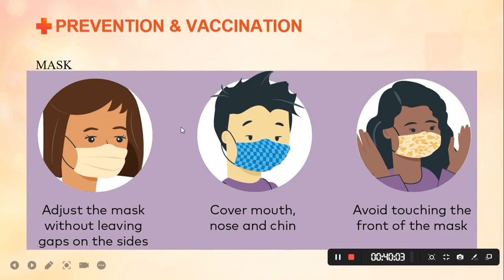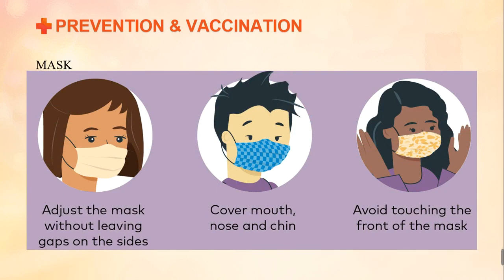So one of the preventive measures is mask. Adjust the mask without leaving gaps on the side or on the top and below. Cover your mouth, nose and the chin properly. So use a mask that fits for you. And if you have any respiratory difficulties while wearing a mask, try wearing another mask which is comfortable for you. And avoid touching the front of the mask. People will be touching the front for removing it, even for putting it properly. So once you put it properly, make sure it's a mask that fits for you. Don't wear any loose mask.